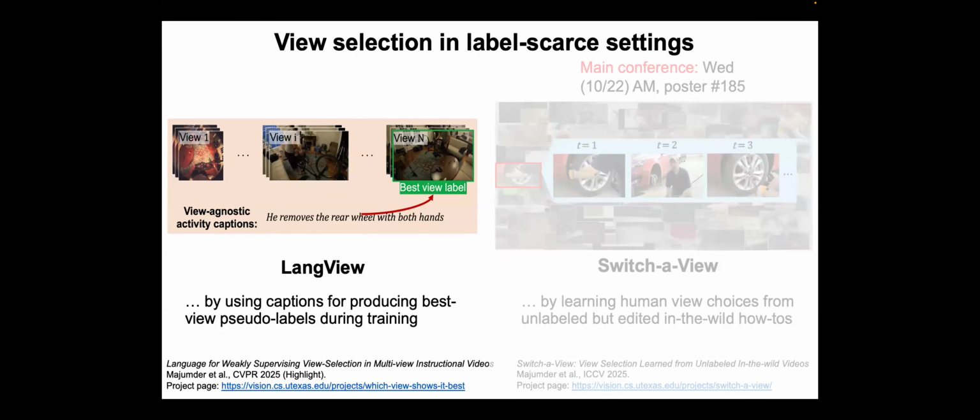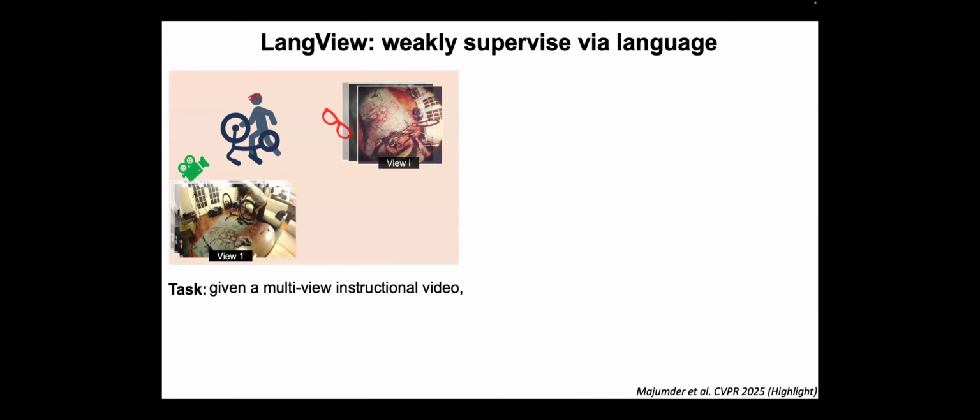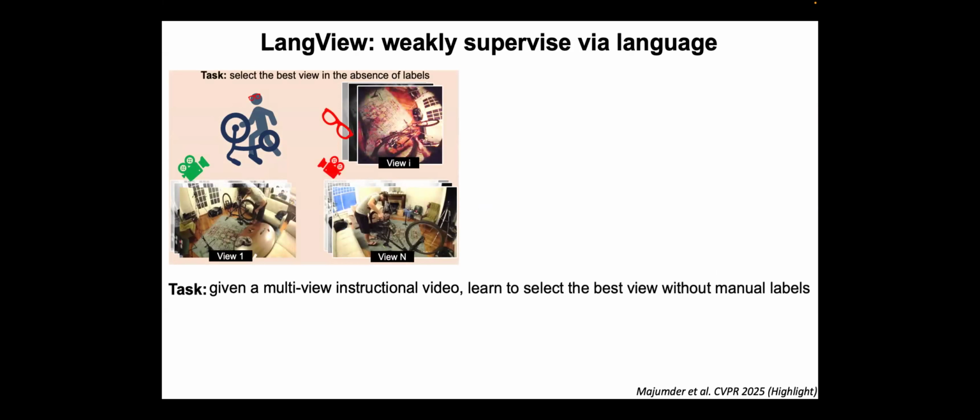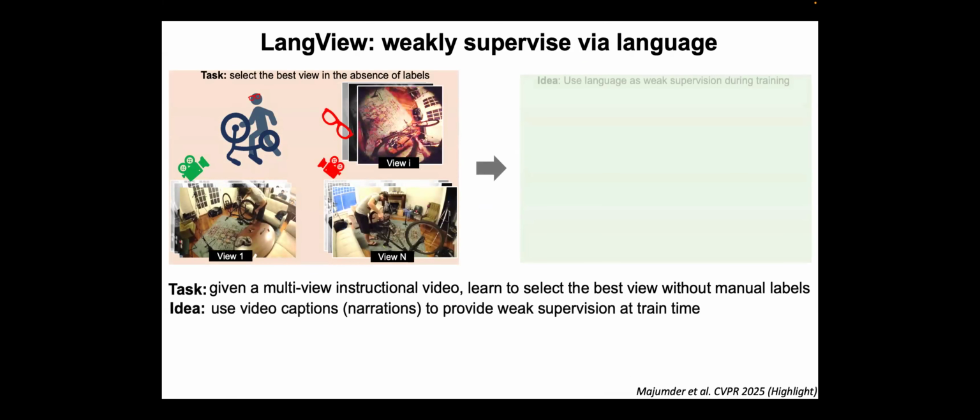All right, let's now dive into the details of the first method, which is LangView. In this work, we tackle a view selection task where, given a multi-view instructional video, the goal is to choose the best view in the complete absence of best view labels. Here, the key idea is to use text descriptions of the video to provide weak supervision to bootstrap the view selector training.